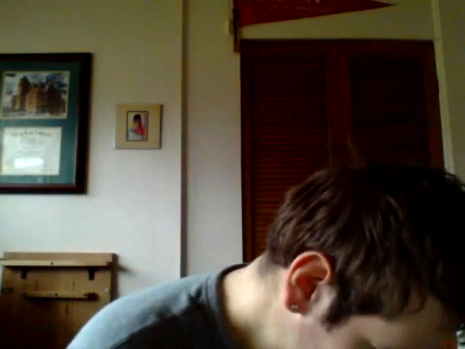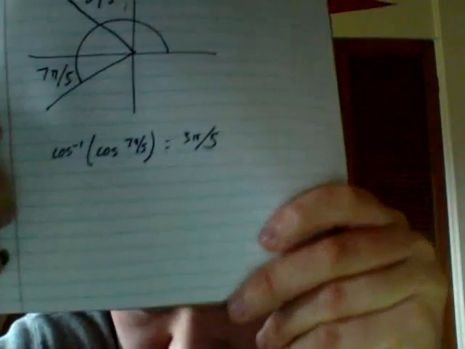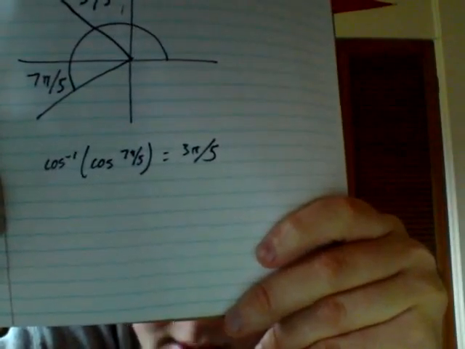So there is your answer for number 9, which would be, you write out the whole problem, inverse cosine of the cosine of 7 pi over 5 equals 3 pi over 5. There's number 9 for you.